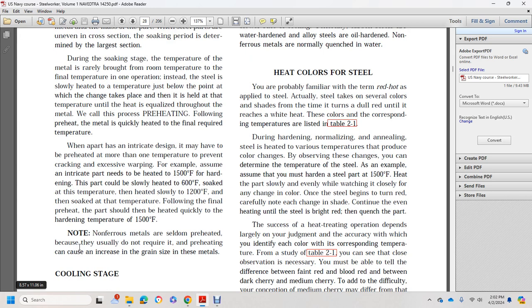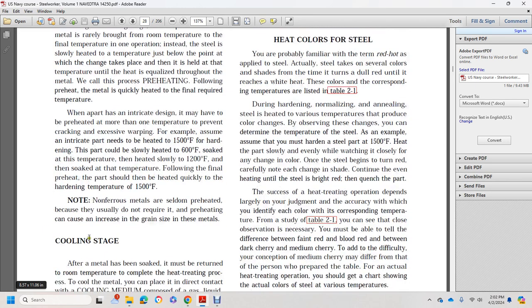Note: non-ferrous metals are seldom preheated because they usually do not require preheating. It can cause increased grain size in these metals.